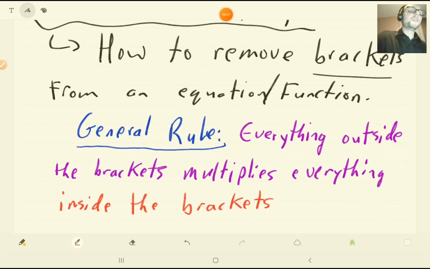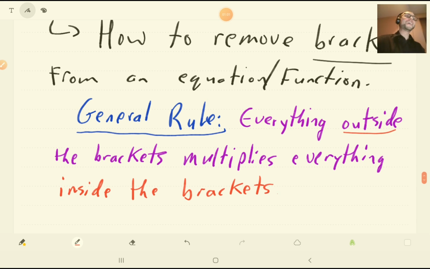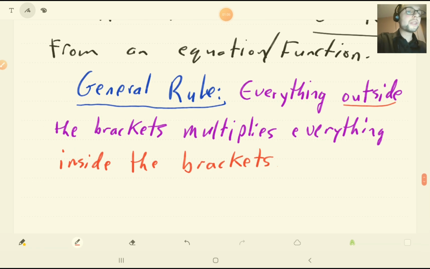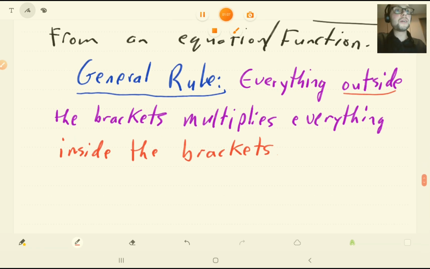And we remove the brackets from an equation usually to gather like terms, but we do that with the general rule stated here, that everything outside the brackets multiplies everything inside the brackets. And I'll show you what that means in our example down below.